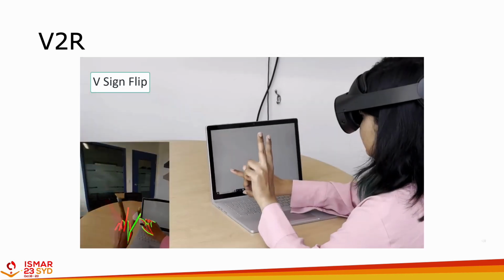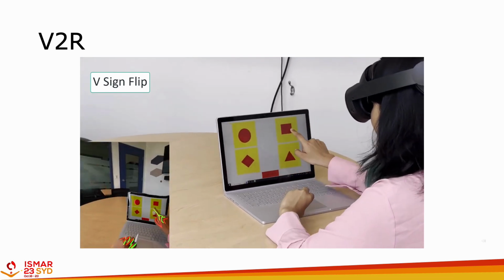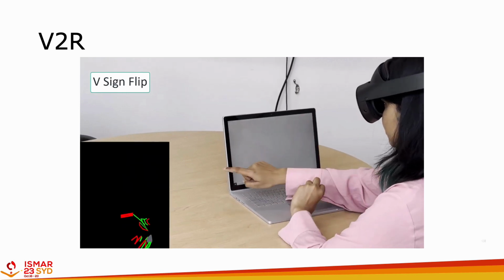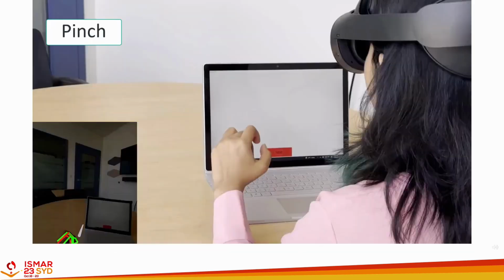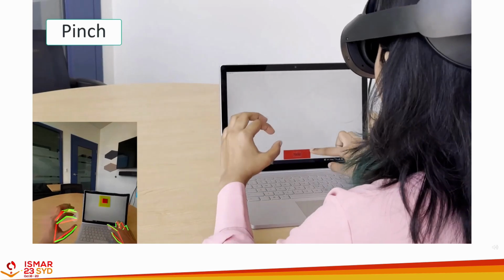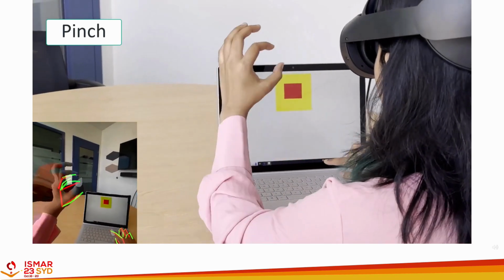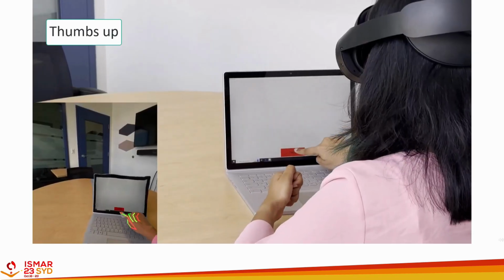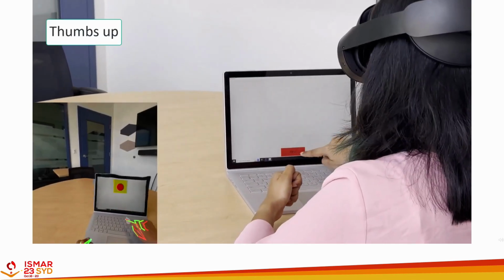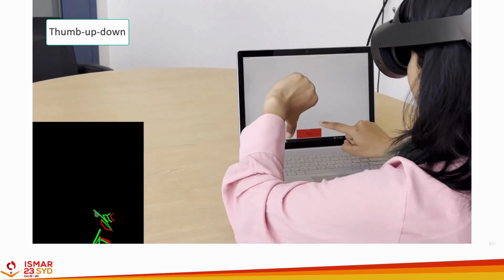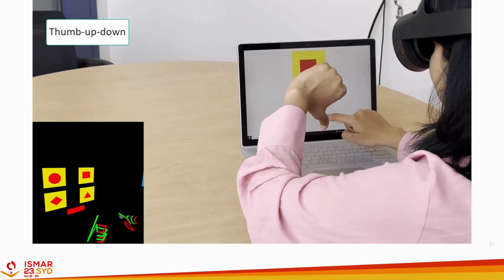Here, when the palm is towards the face, the user can see the real world, and for the opposite, when the palm is backward to the face, the user can see the virtual world. User is doing pinch for switching between realities. User is doing thumbs up to switch between realities. Thumbs up and down: thumbs up is mapped with virtual world and thumbs down is mapped with real world.